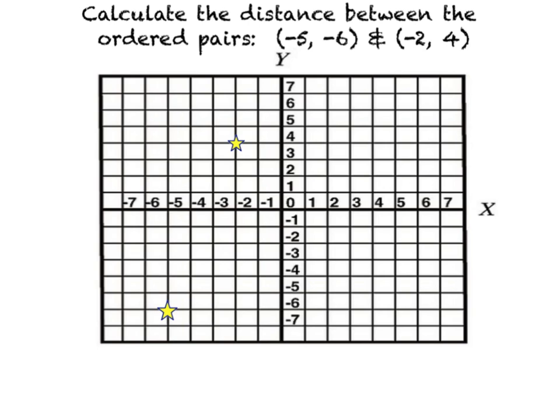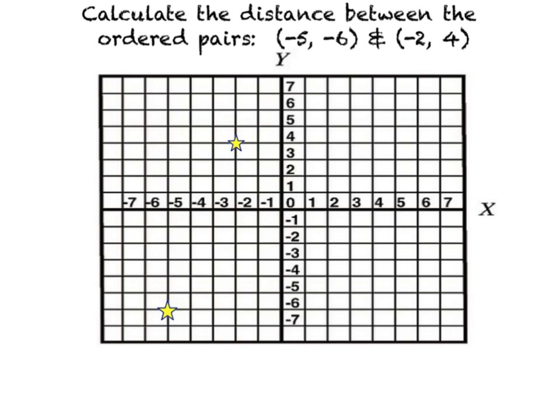You can see here that I have my 2 ordered pairs plotted. Just as a super quick review, I know everybody knows this, but sometimes we get this goofed up. To plot the ordered pair -5, -6, I go to the left 5 on the x-axis and down 6. That's going to be -5, -6. And then to plot -2, 4, I'm going to go to the left 2 and up 4.